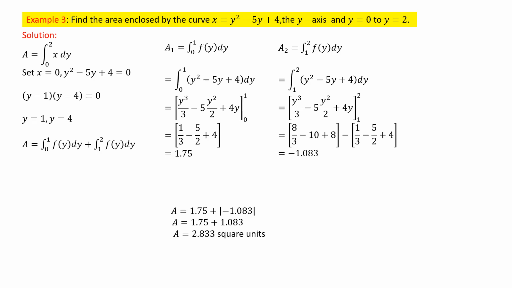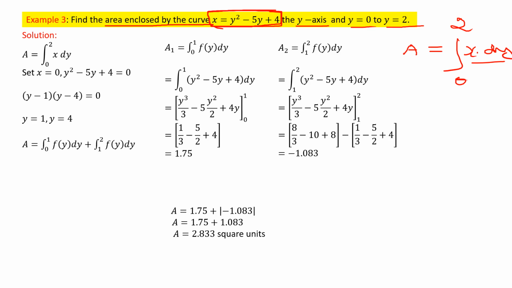Question number 3. Find the area enclosed by the curve x equal to y squared minus 5y plus 4 and the y-axis and y equal to 0 and y equal to 2. So here we will write the area as integral 0 to 2 of x times dy, because in this problem the function is given as x in terms of y. So we have to use the formula x into dy, or I can say f of y into dy.